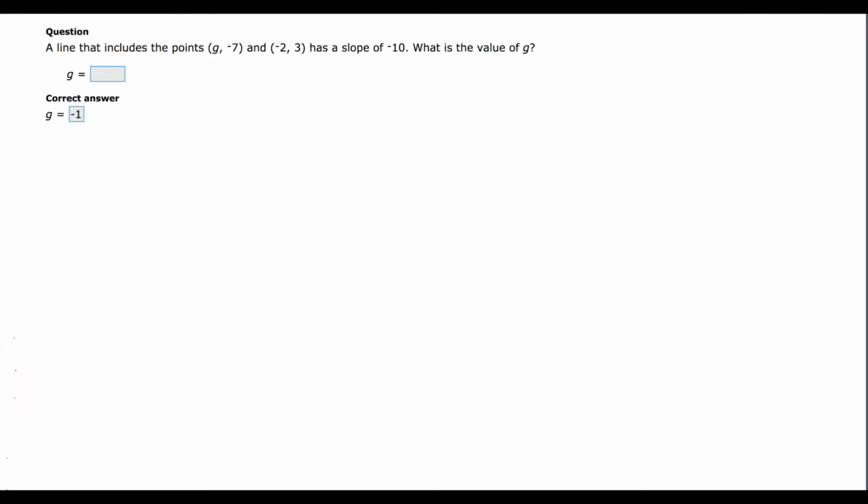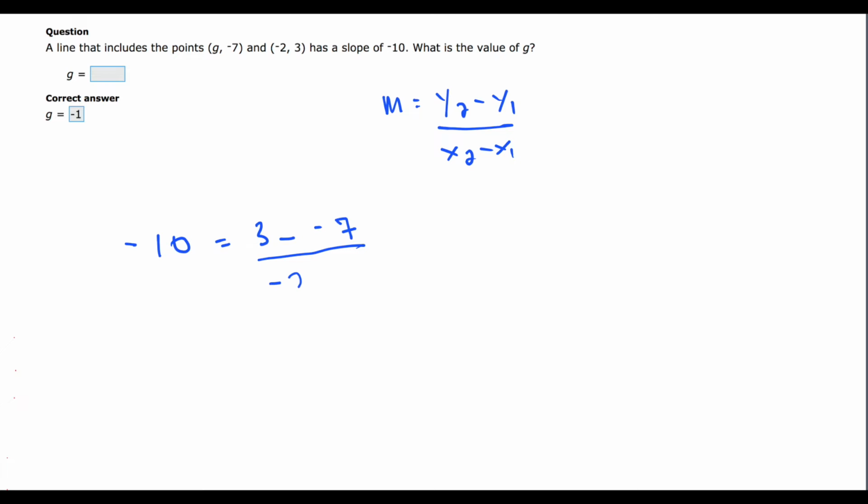What's the equation to find the slope? M equals y2 minus y1 over x2 minus x1. Slope is negative 10. So negative 10 equals 3 minus 7 over negative 2 minus g. What is 3 plus x? Alright, so negative 2 minus g is negative 2 minus g. What is negative 2 times g? Alright, so then we've got to get g by itself.